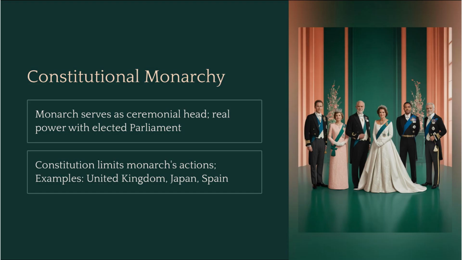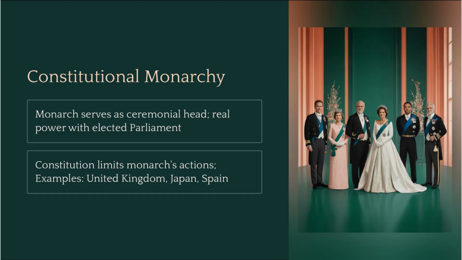Let's step back into history. That still exists today. Absolute monarchy. This is rule by one, hereditary power passed down through bloodlines or claimed by divine right. The monarch's word is law. While rare now, we still see this in nations like Saudi Arabia, Oman, and Eswatini.